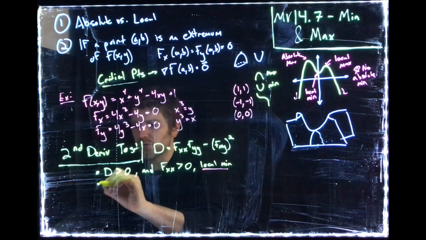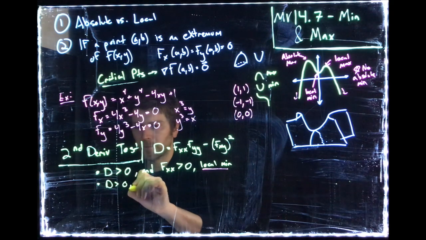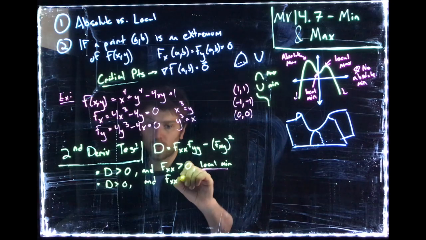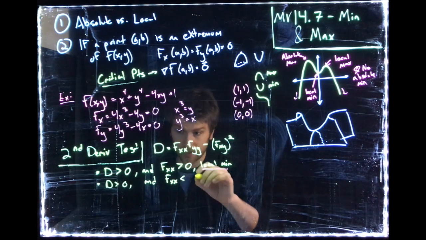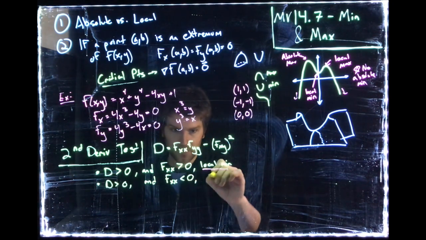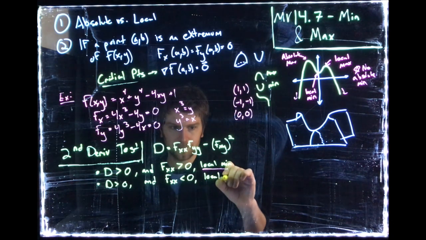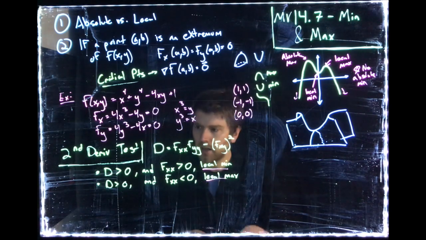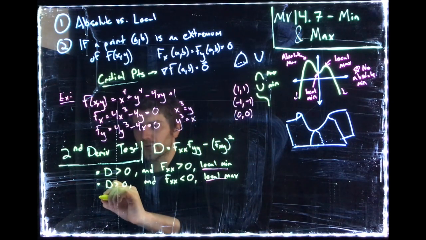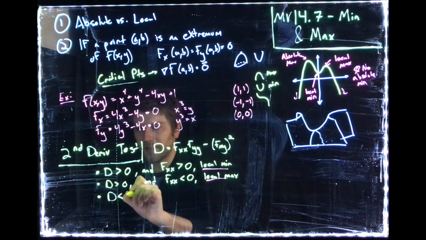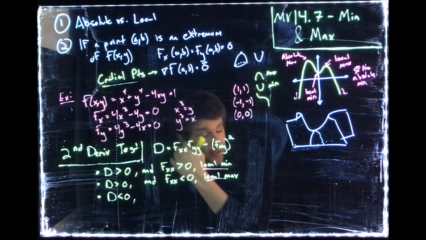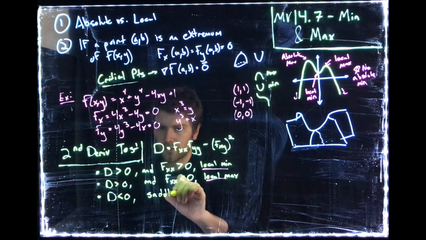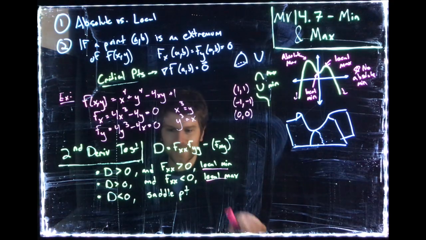You could also have that your discriminant is positive, and fxx, again, or fyy, it doesn't have to be fxx, is less than 0, in which case it's a local maximum. You could also have your discriminant be less than 0, in which case it is neither a max nor a min, in which case it's what's called a saddle point.